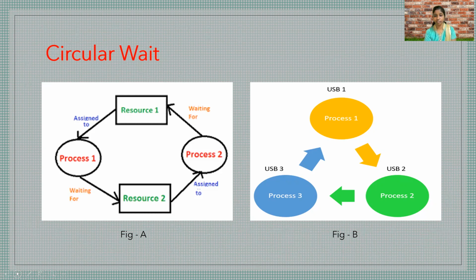And there are three processes waiting for a USB that is held by another process and still waiting for another USB. So if you look at it, process 1 is holding on to USB 3 and is waiting for another USB, which is USB 2, which is held by process 2.